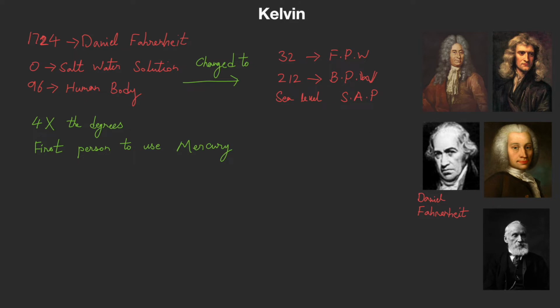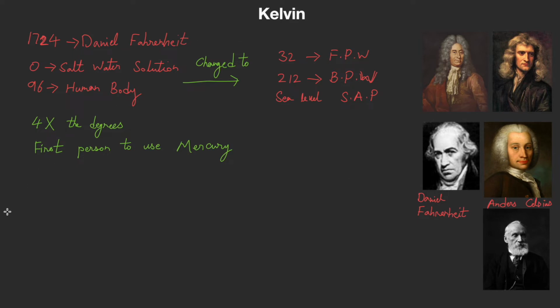This is the guy, Anders Celsius. In 1742, the Swedish astronomer Anders Celsius, this is the image of him, developed the temperature scale that was based on the freezing and melting point of water.